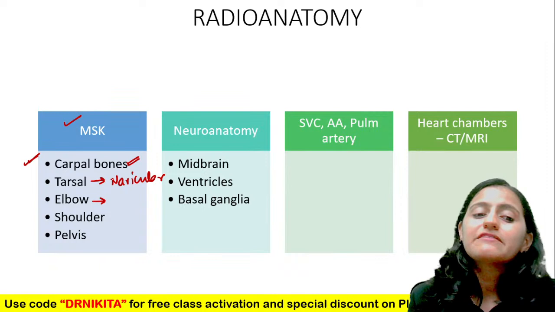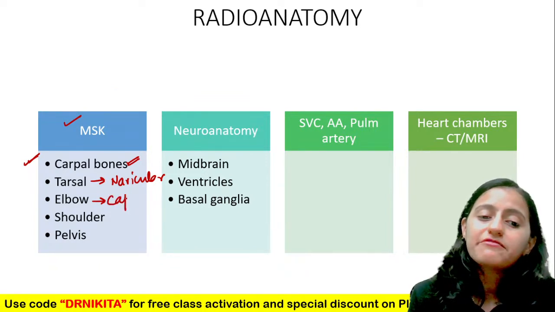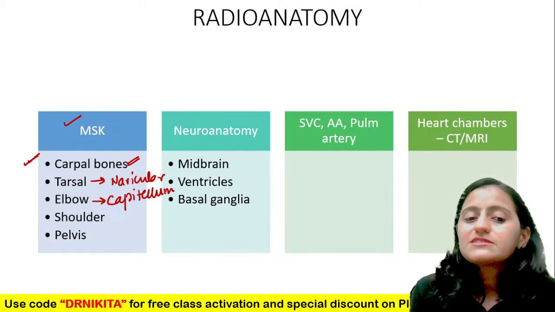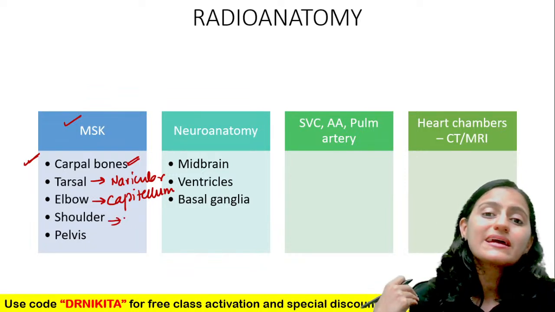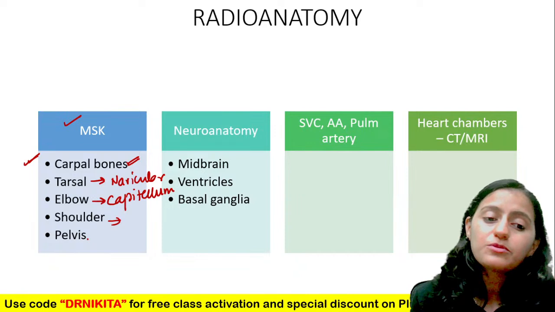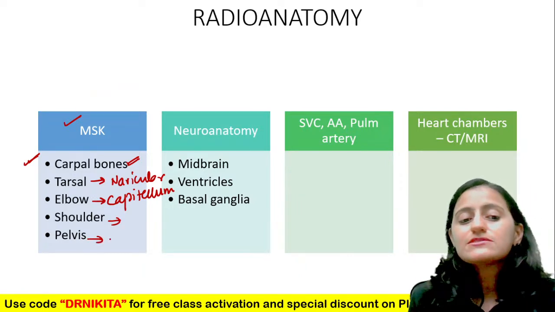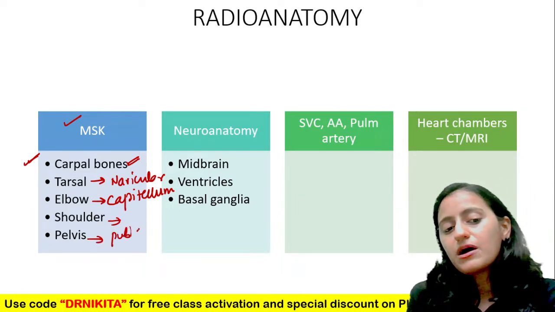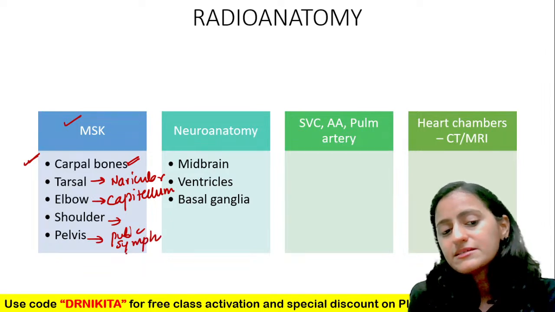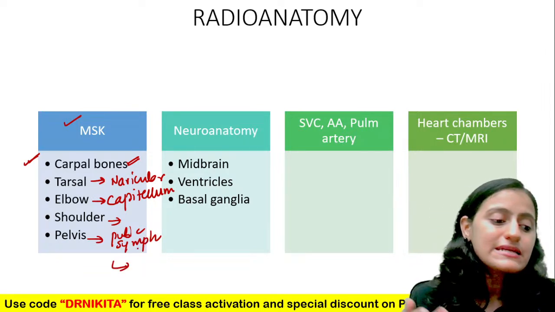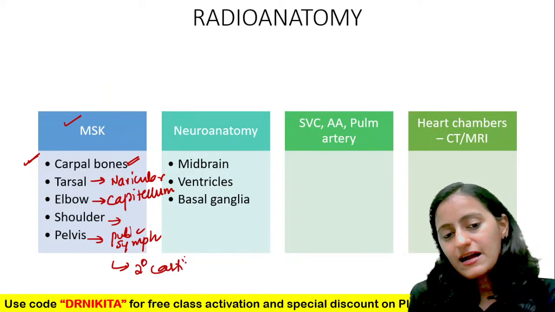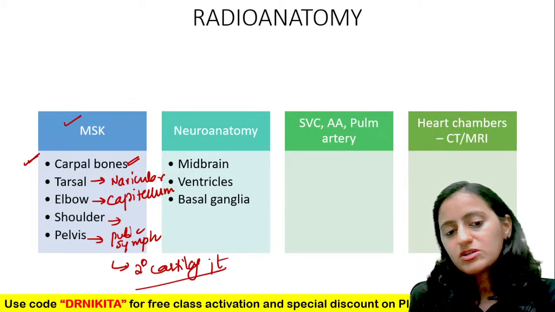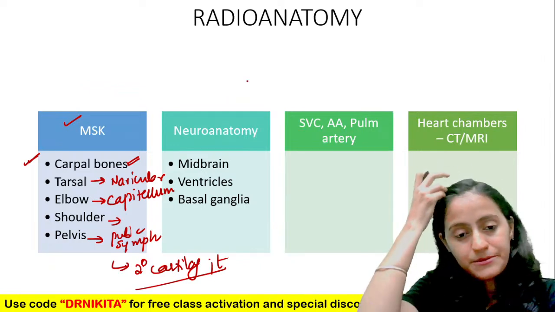In the elbow, like in FMG exam, it was asked to identify capitulum. Okay, that is present adjacent to the radius head. In shoulder, you should know which is the acromion and which is the coracoid process. In the pelvis, twice or thrice in the FMG exam, pubic symphysis has been asked. The question has been about what is the type of joint at pubic symphysis. Remember, it is secondary cartilaginous joint. Okay, it is secondary cartilaginous joint.